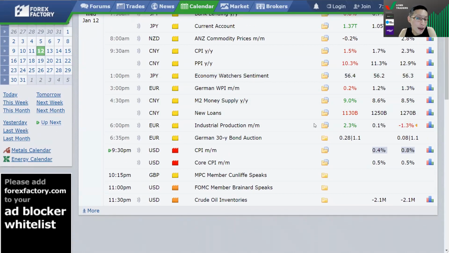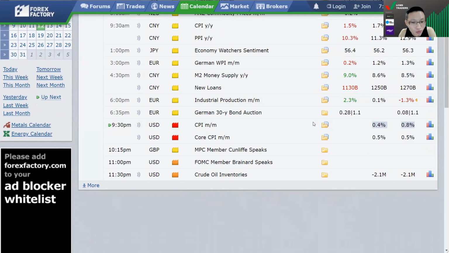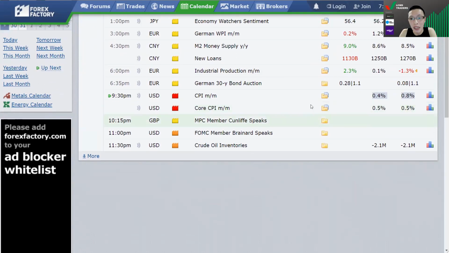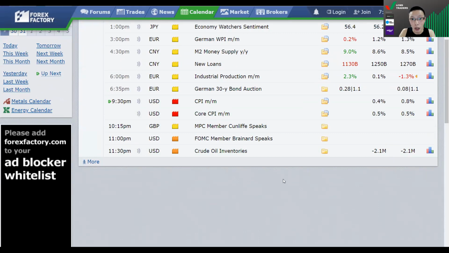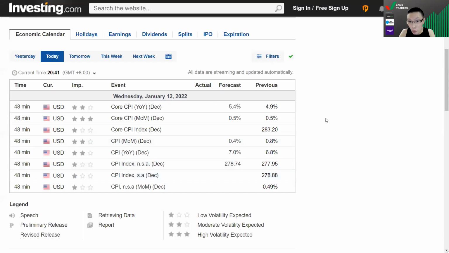So every time, prior to 1 or 2 minutes before news release, there'll be a green button over here that you can click, and then it will turn and load, and then the figures will just appear. There seems to be quite a bit of lag as compared to investing.com. For investing.com, we don't have to do that. All data are streaming and updated automatically.